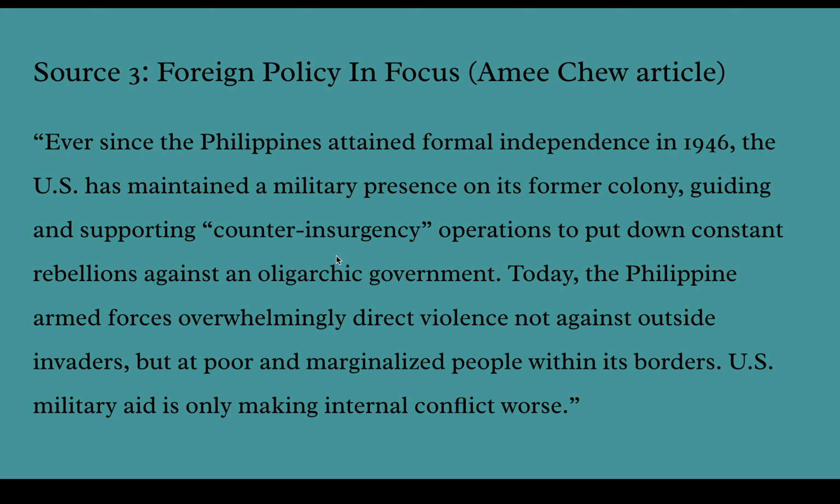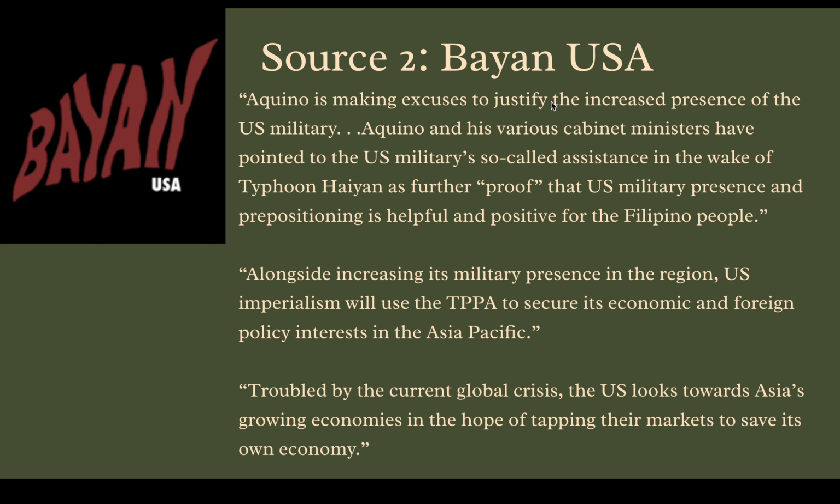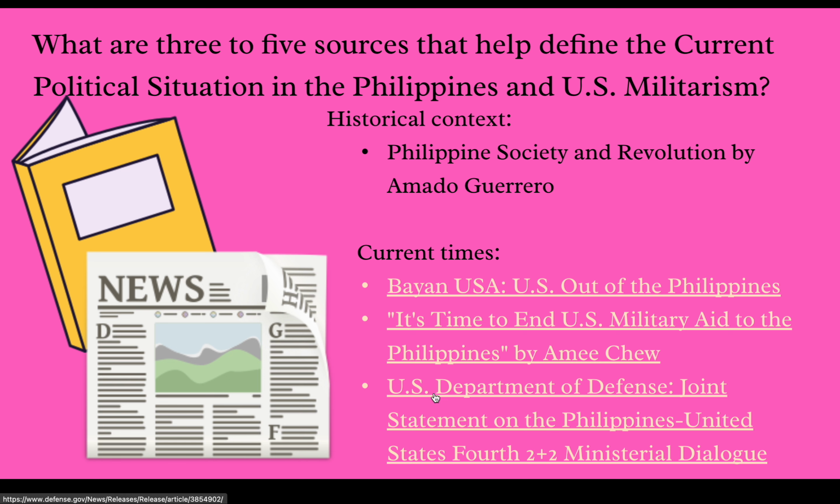Counterinsurgency against protesters, against anyone who says anything against the Philippine government. Formal independence in 1946, it goes back to this, but this is not a Philippine society and revolution lesson. This is just what I want to be more literate in. Anyways, fourth source, a transcript from the U.S. Department of Defense from the Joint Statement on the Philippines, the United States, fourth 2+2 ministerial dialogue.